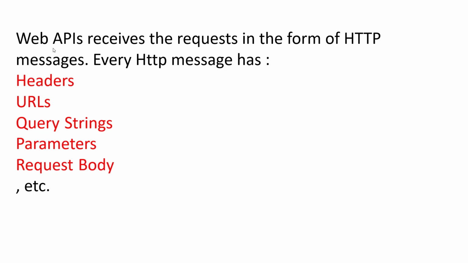As you can see, Web API receives data requests in the form of HTTP messages. Every HTTP message has header, URL, query string, parameter, request body. It might have some other things also. Okay, let's see these things in Visual Studio by coding. It's not difficult, just have a look.